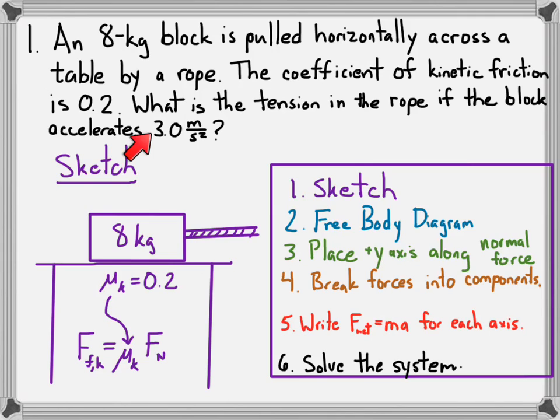It says here, what is the tension in the rope if the block accelerates 3.0 meters per second squared? So it's asking me for the tension in the rope. Oops, I forgot to write down my friction force there. What is the tension in the rope if the block accelerates 3 meters per second squared?